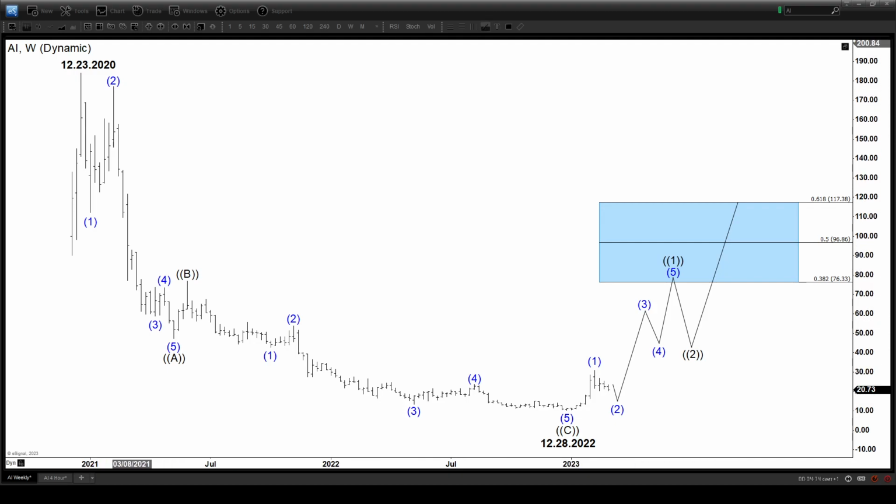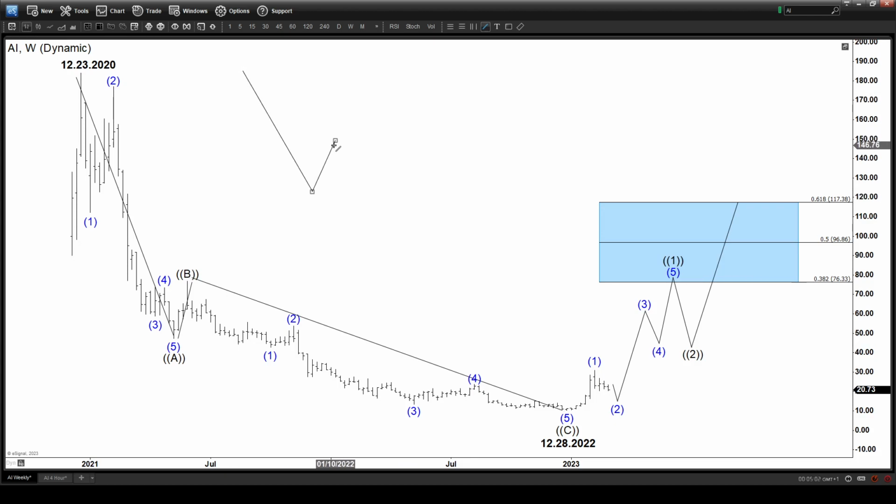We can see the structure here showing a zigzag structure. The zigzag unfolds as a 5-wave move lower, a 3-wave bounce, then another 5-wave move to the downside. So we can see the entire move is in 3 swings. And this is really important because we know, based on Elliott Wave theory, that after a 3-wave decline ends, there are always 2 possible scenarios. Either the market will be looking to resume the trend.